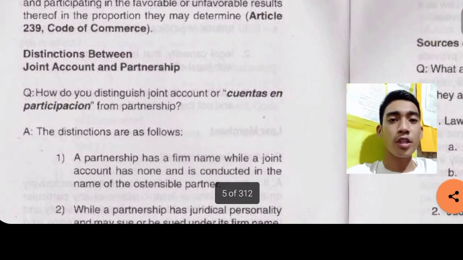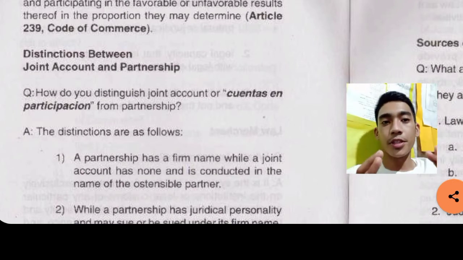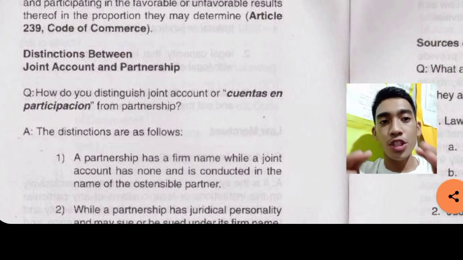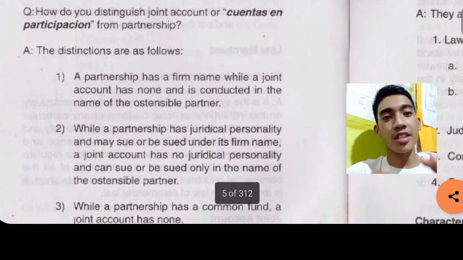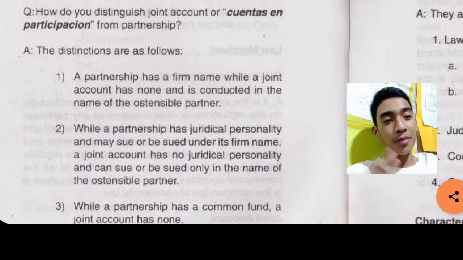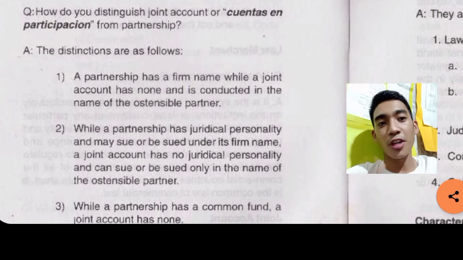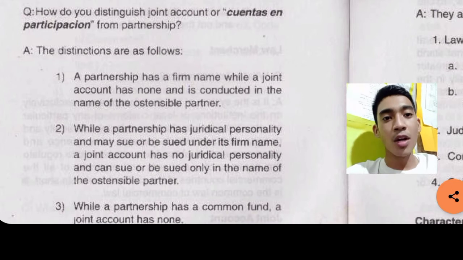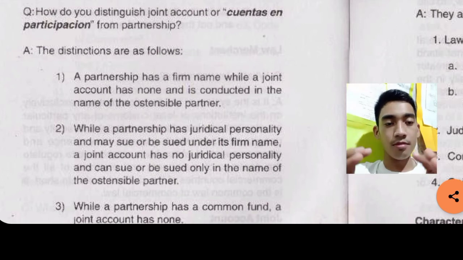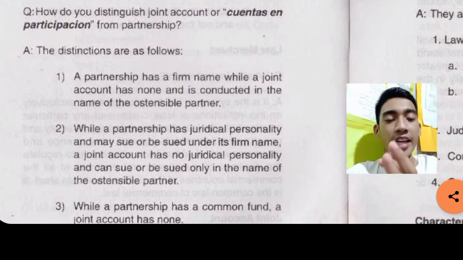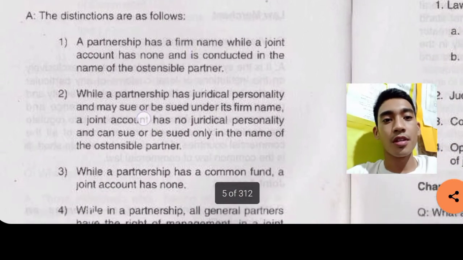So what's the distinction between joint account and partnership? How do you distinguish joint account or Cuentas en Participación from partnership? These are the distinctions. A partnership has a firm name, as we all know, while a joint account has none and is conducted in the name of the ostensible partner. So, name only of the partner, while a partnership has a separate and distinct name from the individual partners.